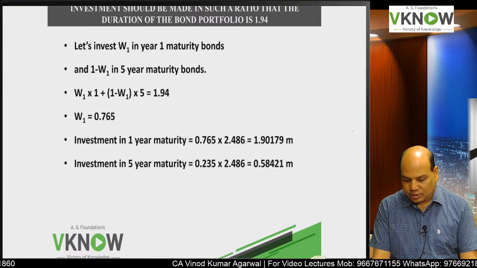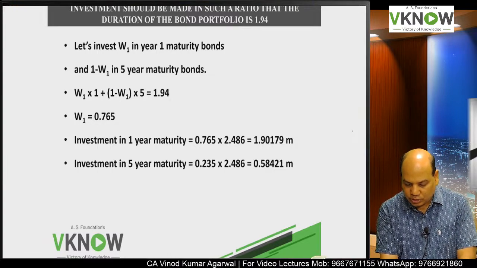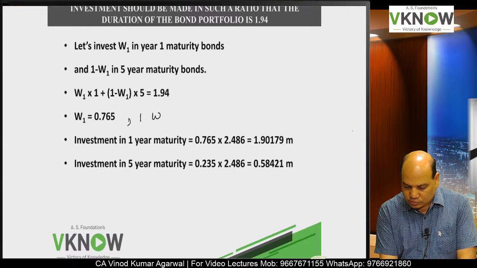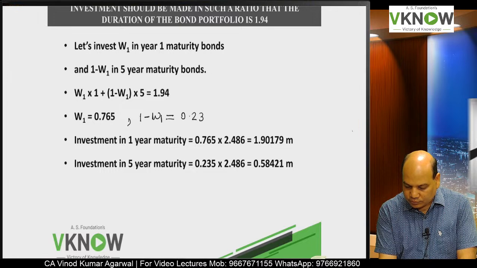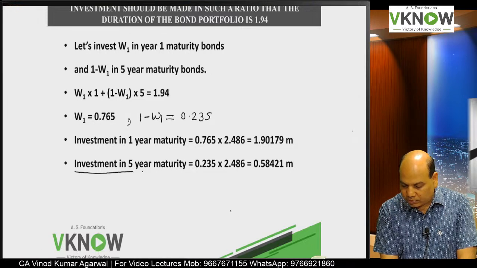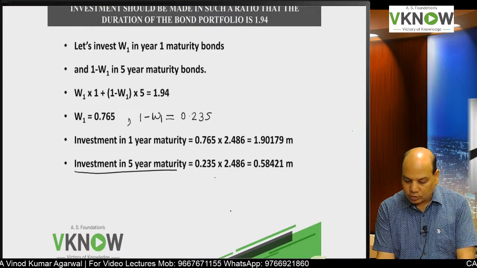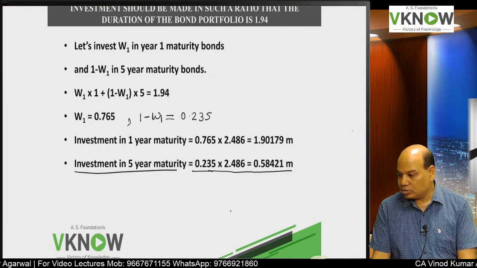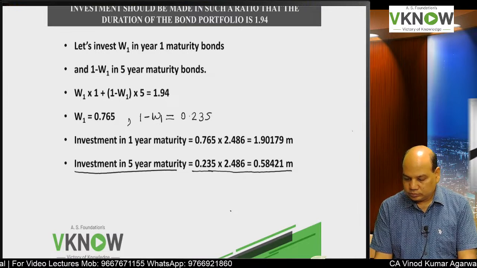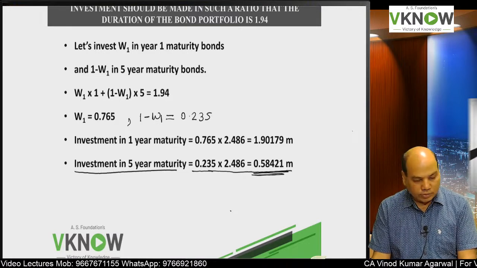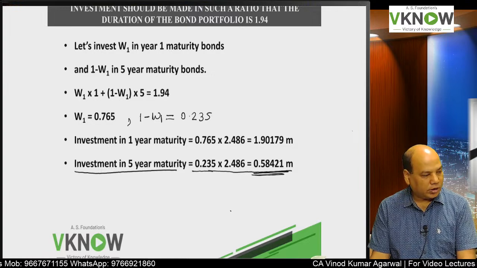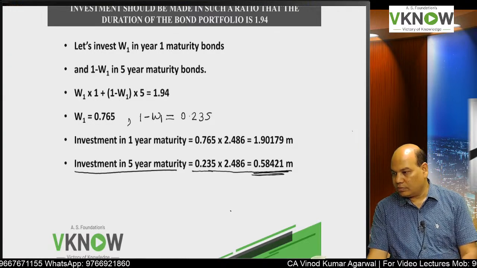Okay, and now you tell me one thing more, write down. 1 minus W1, how much did you get? 1 minus W1 was 0.235. Investment in 5-year maturity is 0.235 into 2.486. Check the answer: 0.58421.